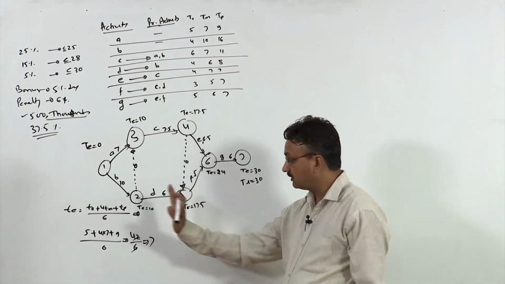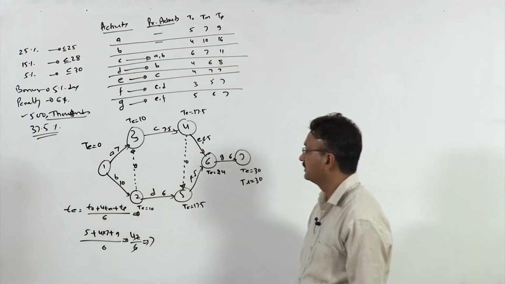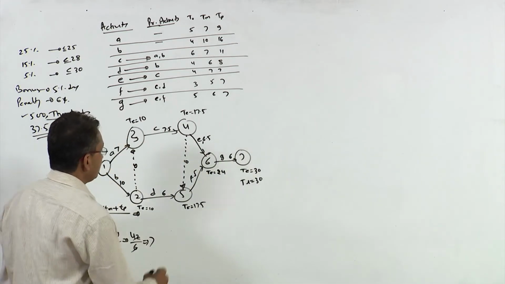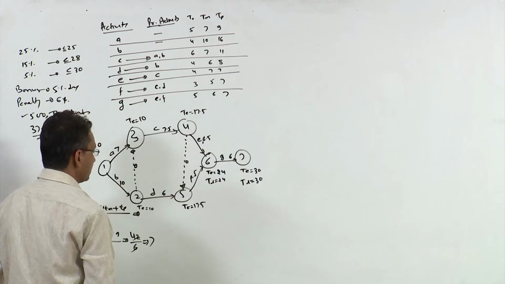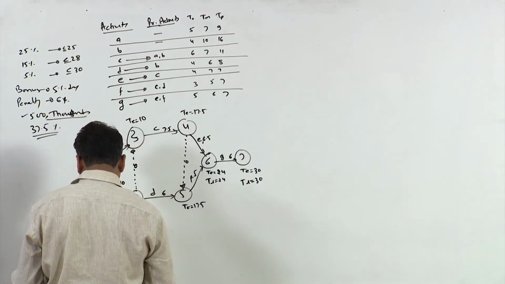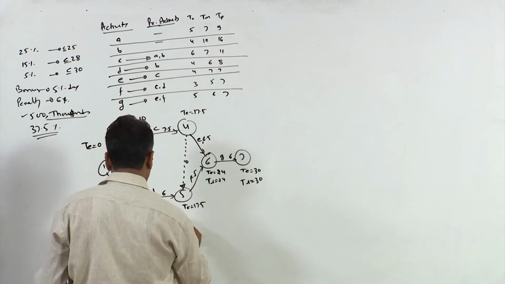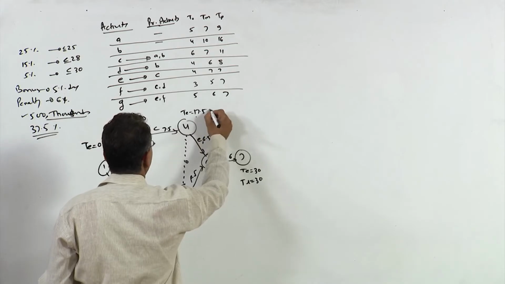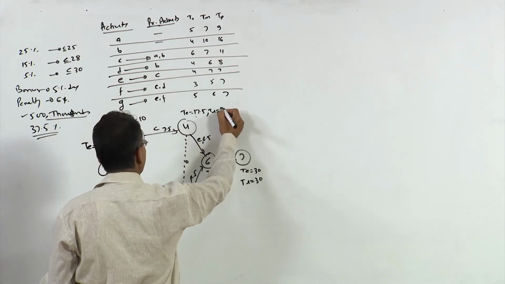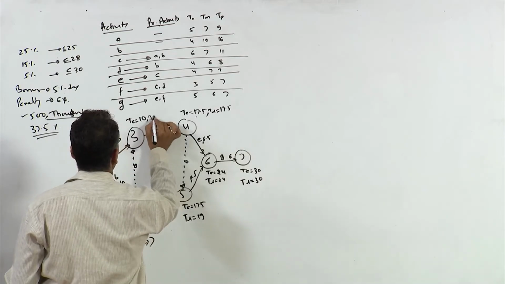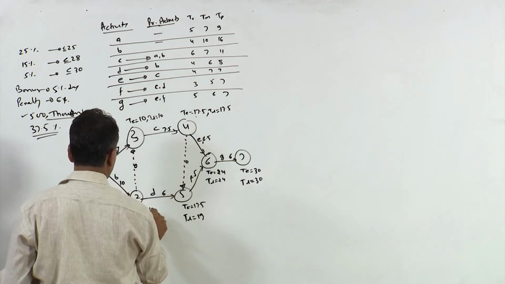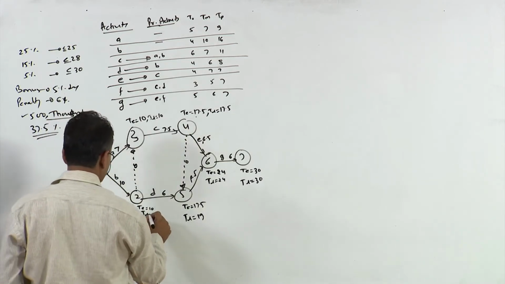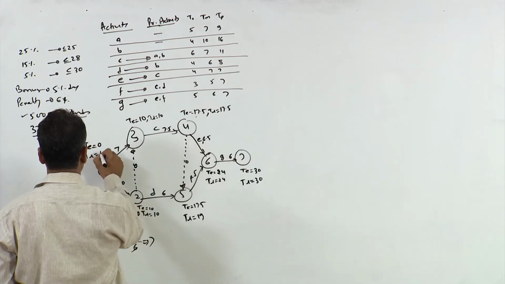Now, we need to calculate all TL values for this particular network. So, TL at this point is 24, 30 minus 6 is 24. Similarly, you can calculate all TL values. At this point TL is 19, at this point TL is equal to 17.5, at node number 3 it is 10, at node number 2 TL is 10, and here it is 0.